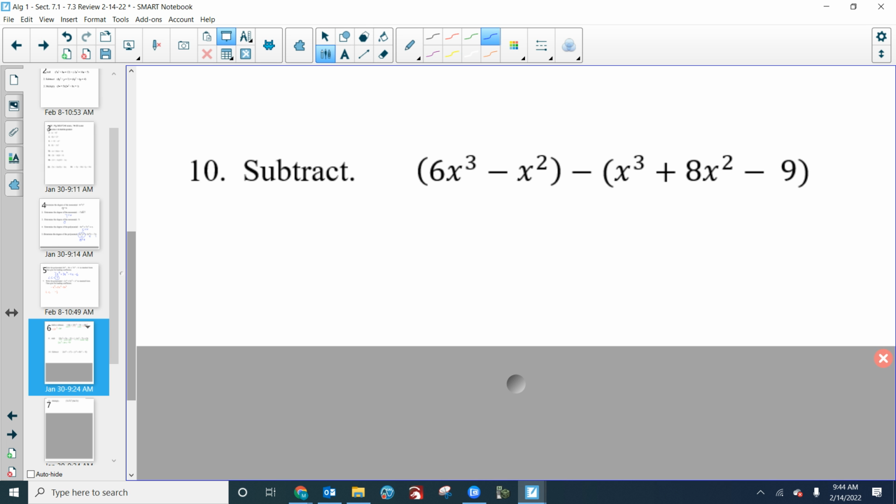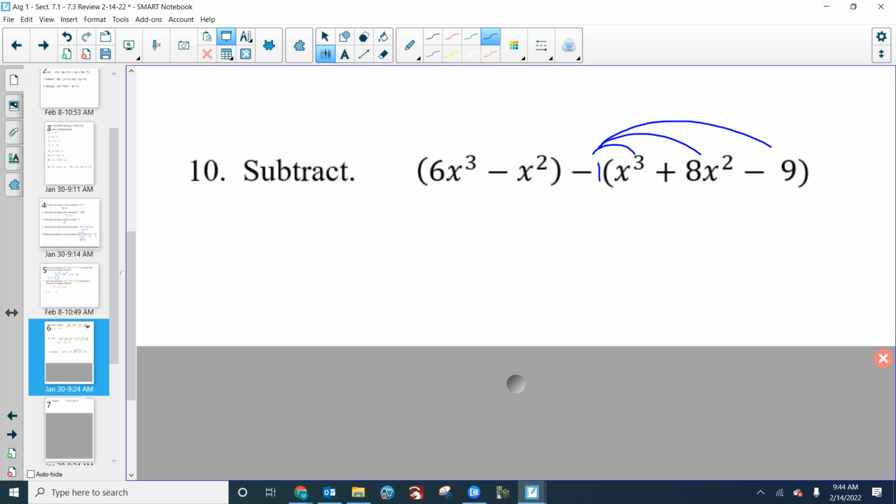Anybody want to volunteer to give us a process here? Zachary. So you do 6x to the third minus x to the third. Yeah. You know what I would do? I'll be honest, you're right. You're good. I think you're on the right track. I would probably take a minute and distribute this -1 to all three terms.